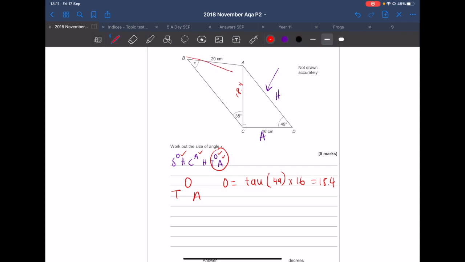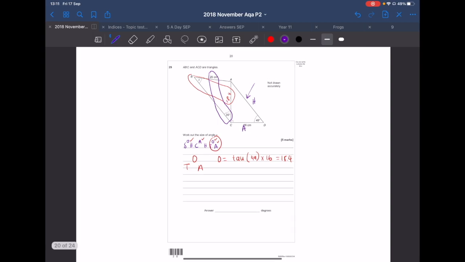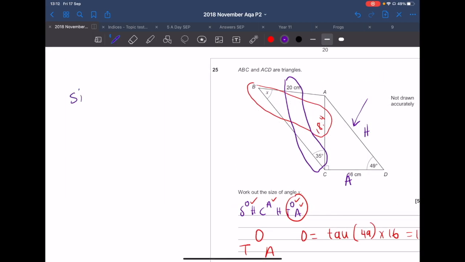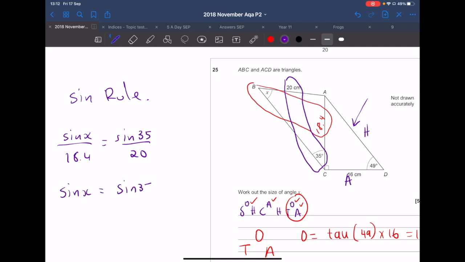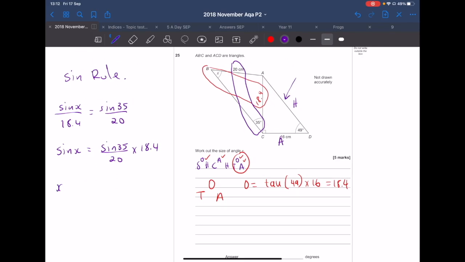And I circle it, and basically you create the baguettes, and that tells you to use the Sine Rule. So Sine Rule, for this question here, we're looking for an angle, so it'd be sin x over, what's the opposite of x, 18.4, equals sin 35 over 20. So therefore sin x must be equal to sin 35 over 20 times 18.4. But I'm not after sin x, I'm after x, so x equals sin minus 1 of this beast.